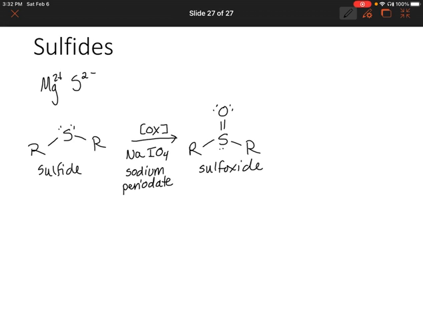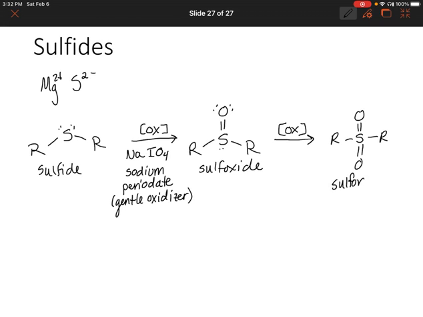Okay, and this is actually a gentle oxidizer. So this will allow us to stop at the sulfoxide. But if we had a stronger oxidizer, we could actually go one step further and form something called sulfone. Or sulfone? I don't know.